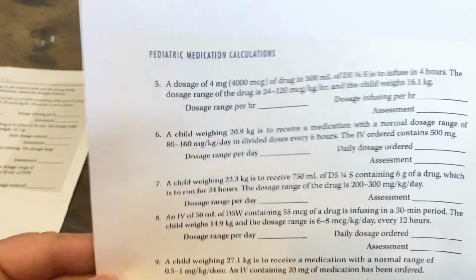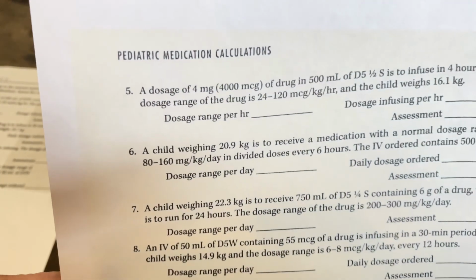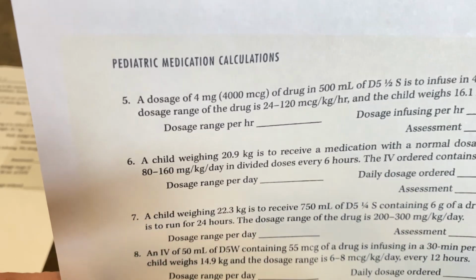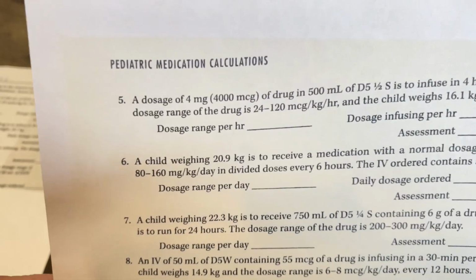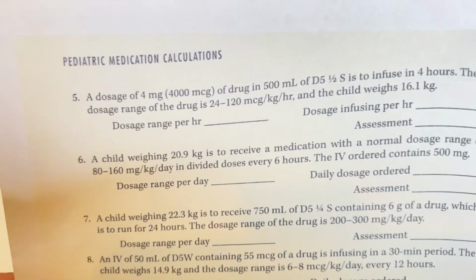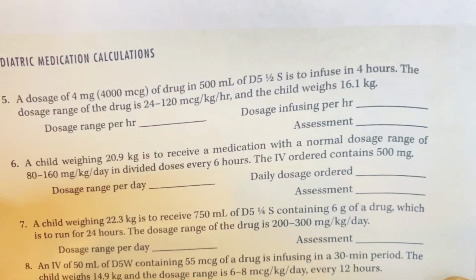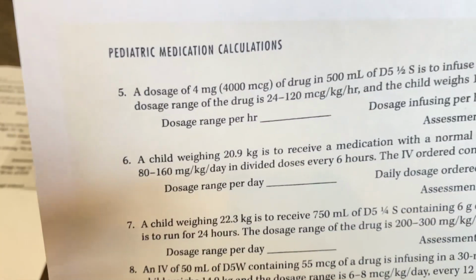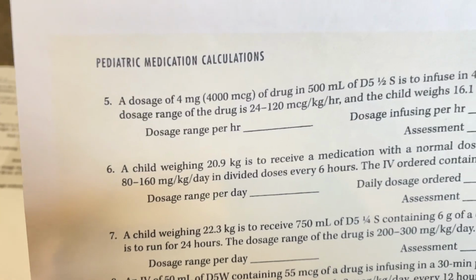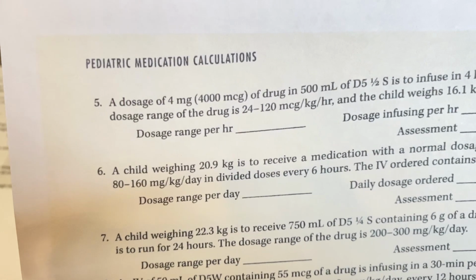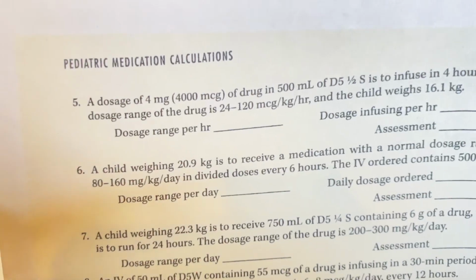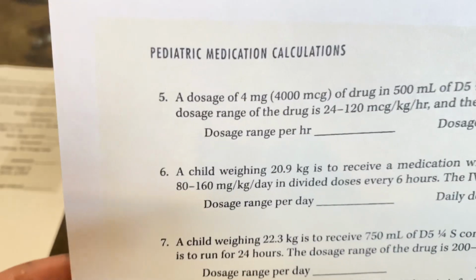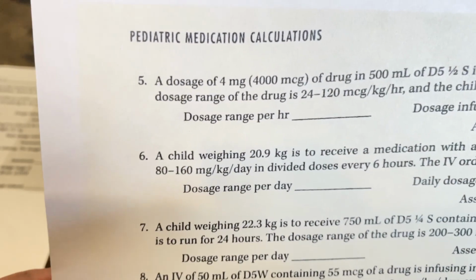23.2. Look at number 5. A dosage of 4 milligrams or 4,000 micrograms of a drug in 500 milliliters of D5 normal saline is to infuse in 4 hours. The dosage range of the drug is 24 to 120 micrograms per kilogram per hour, and the child weighs 16.1 kilograms. The first thing they want to know is the dosage range per hour.